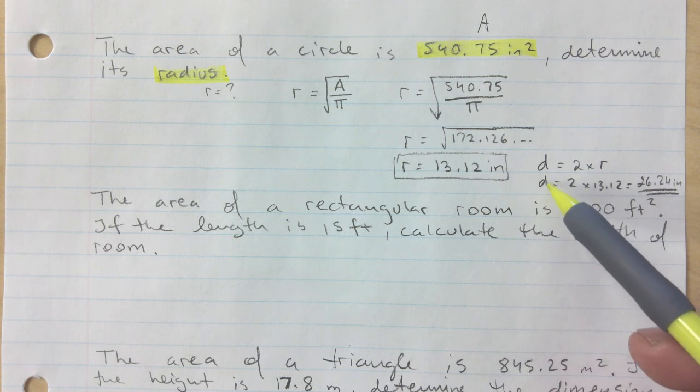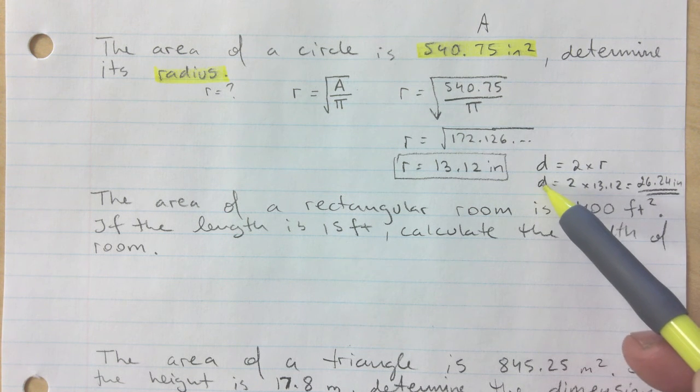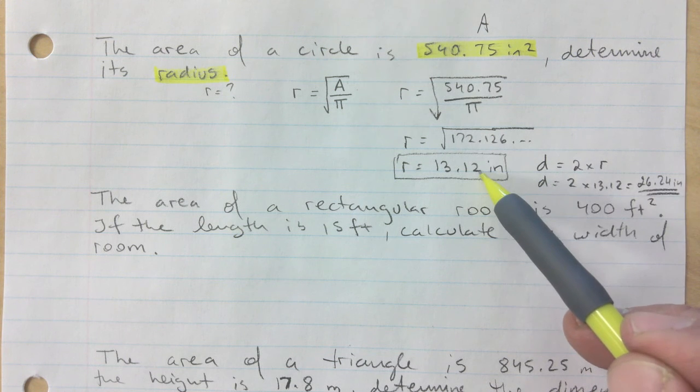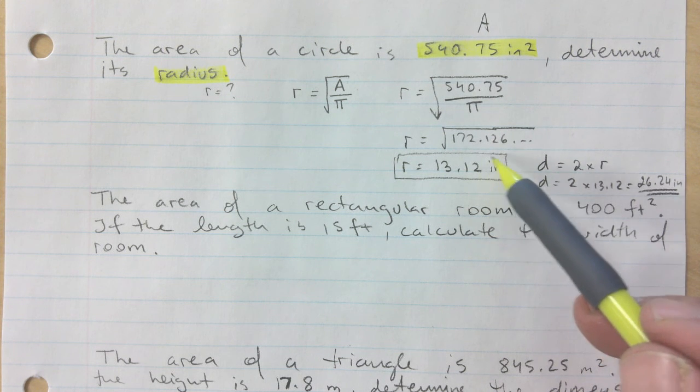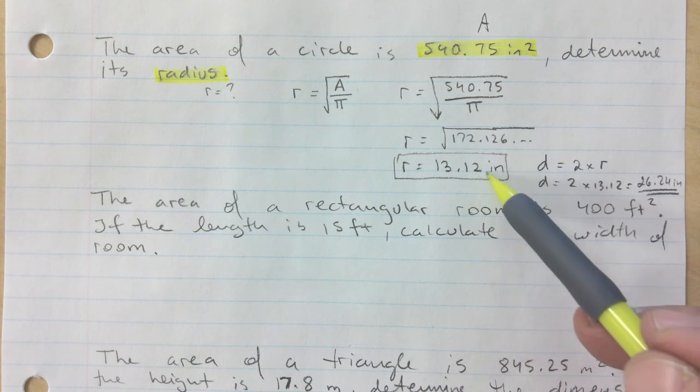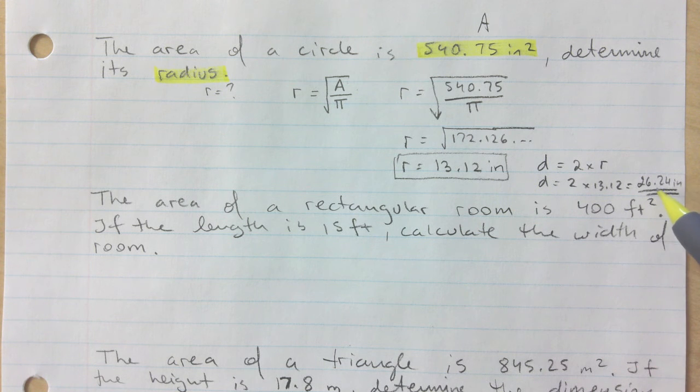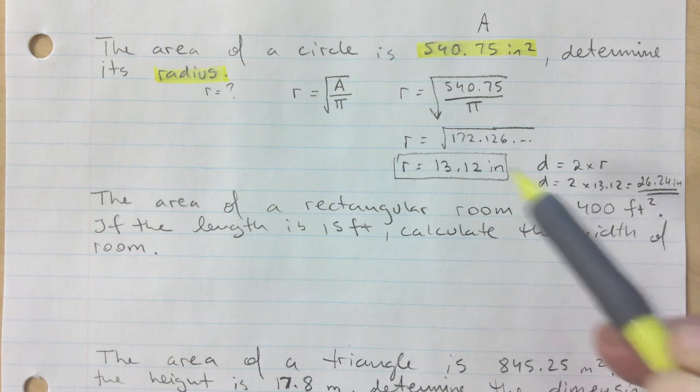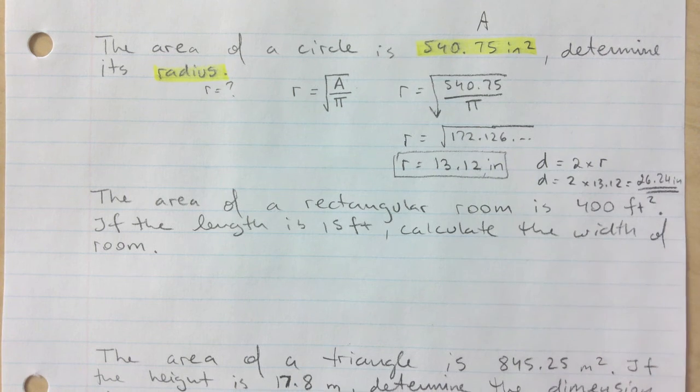Okay, just as an aside. Technically, if the question had asked you for the diameter, you would not round here. You would keep at least 4 decimals and then multiply it by 2 and then only round here. But we were done at this point. That's all they wanted.